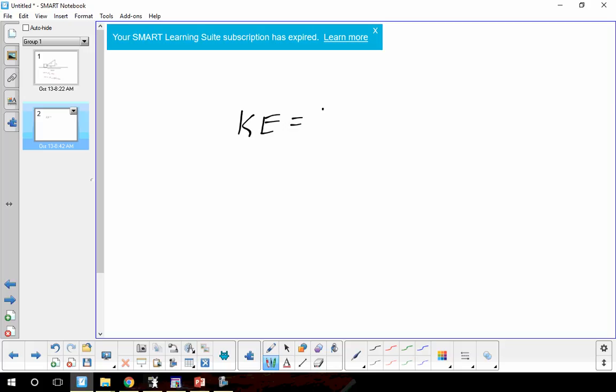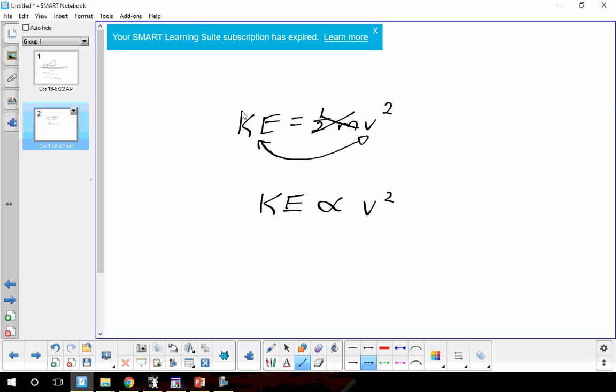So if kinetic energy is equal to 1/2 mv squared, I just want to look at the relationship between kinetic energy and velocity. So what I'm going to do is cross out the rest of these things and put a proportional to symbol. So kinetic energy is proportional to v squared.